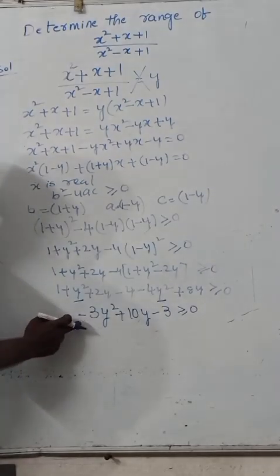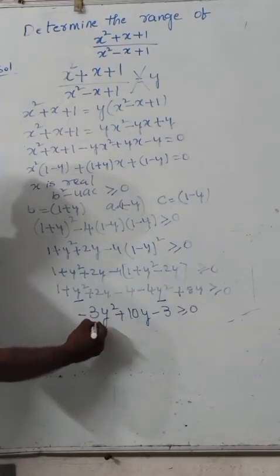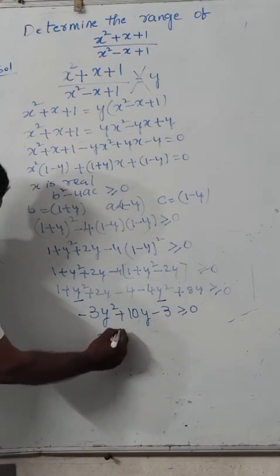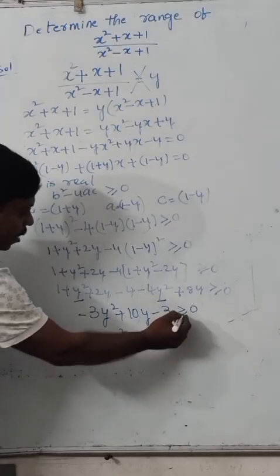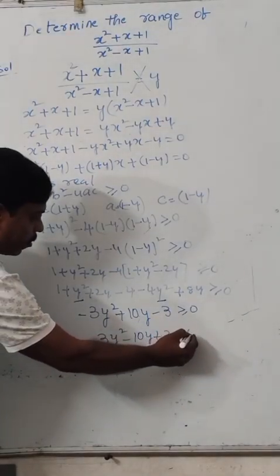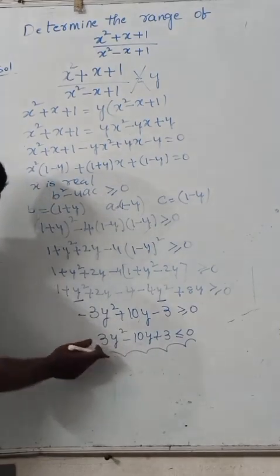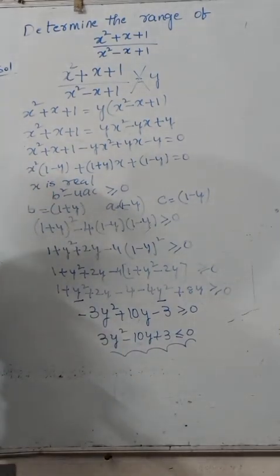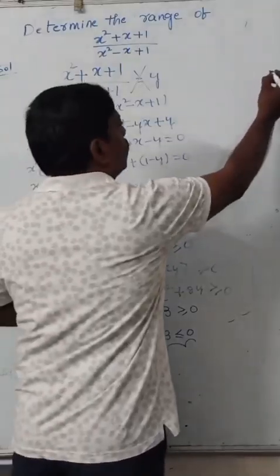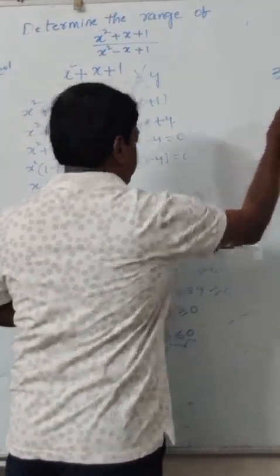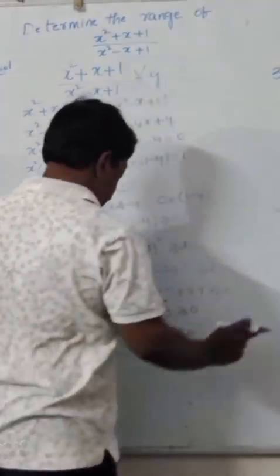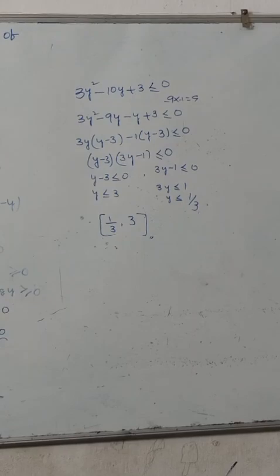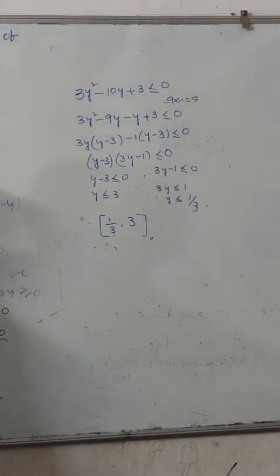Here the minus sign is there, so we multiply the equation by minus, and it becomes 3y square minus 10y plus 3, and the inequality changes to less than or equal to. Now we find the y value, the solution of that equation, that is 3y square minus 10y plus 3 less than or equal to 0.